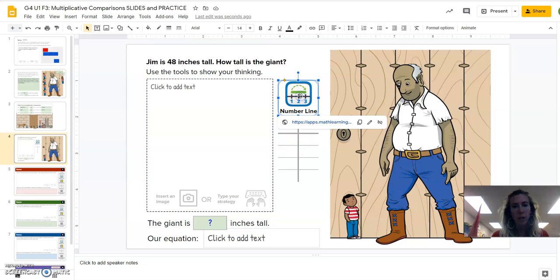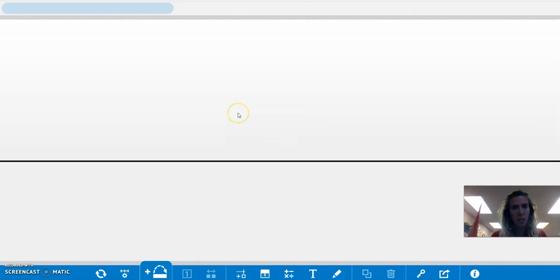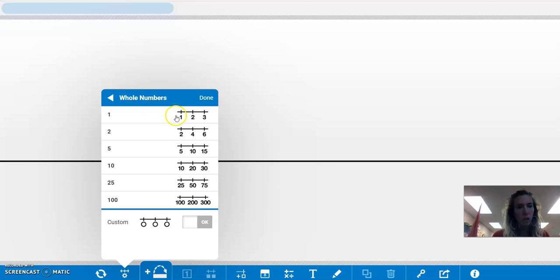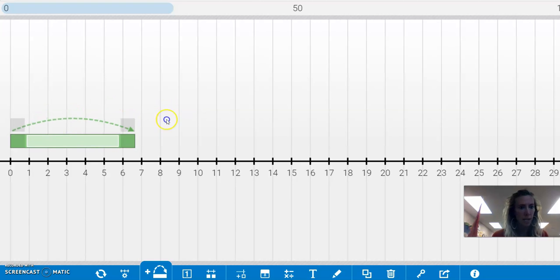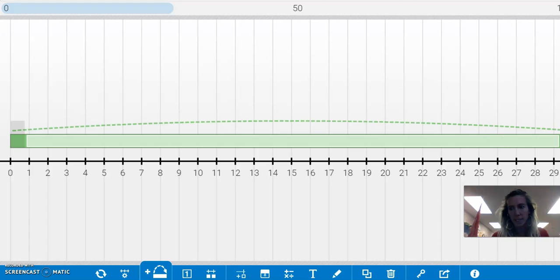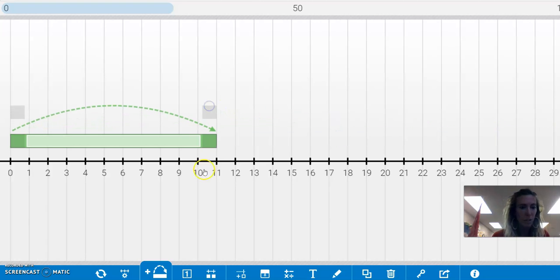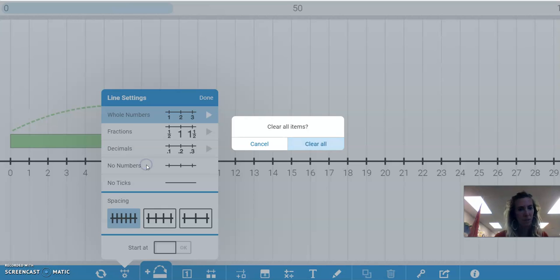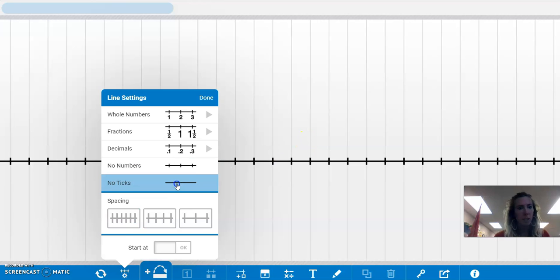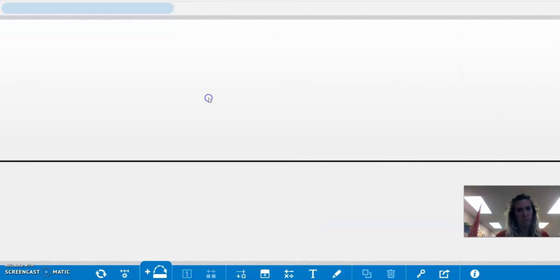Okay? I'm going to go ahead and show you the number line. So if I were to use the number line, I know that Jim is 48 inches. So I could go, okay, well, if I go to my whole numbers, and I take a jump of 48, that is a big jump, right? It's not even going to fit. So you know what? I'm not liking having numbers on there. I'm going to take away the numbers. And I'm actually going to take away the tick marks. Watch what I'm going to do.